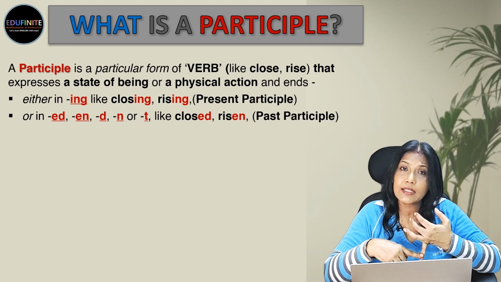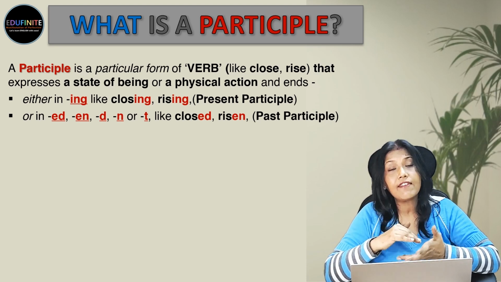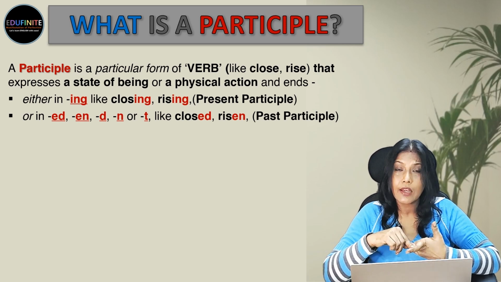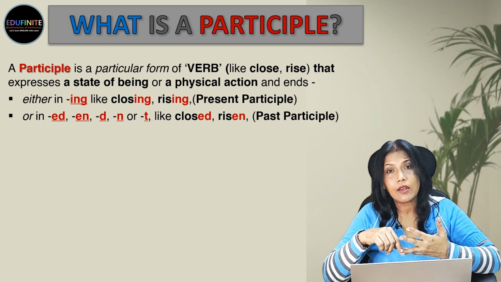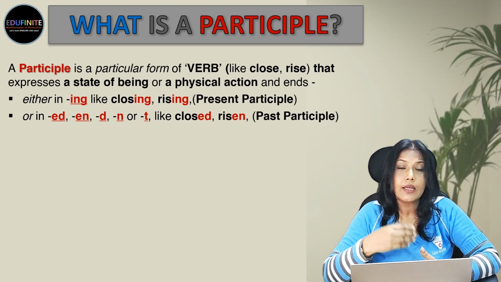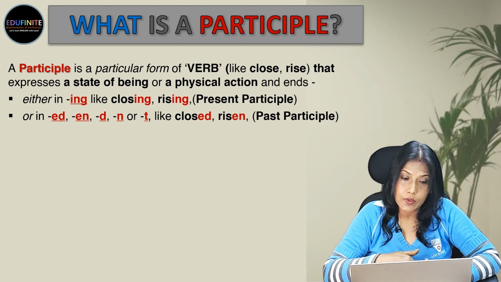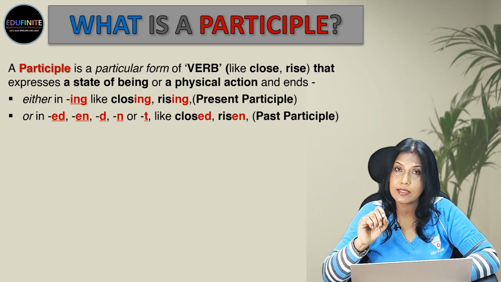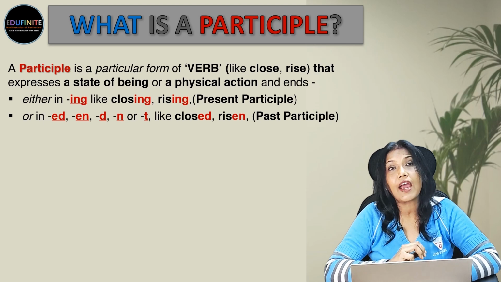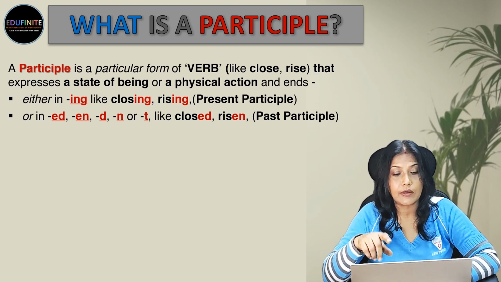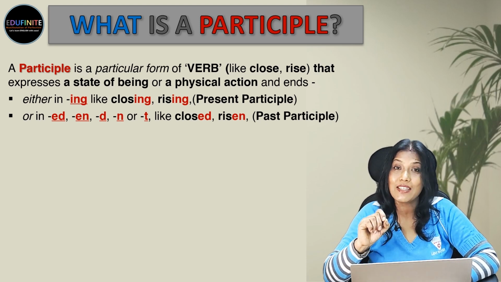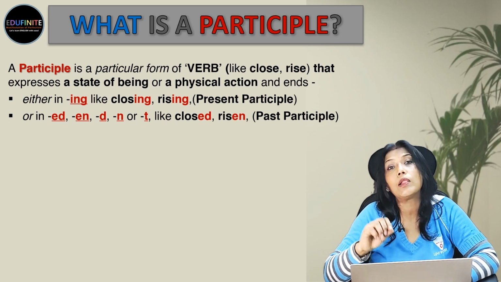They can either end in ing or they can even end in ed or en or d or n or t, like the verb close, which we had taken as an example, that in the ed form will become closed. So here what is happening, close, so the e is there. So what are we doing? We are just attaching d to it. And then we have rise. It has become risen. So we are attaching only n to it since e is already present in the word rise. So these are all past participles.